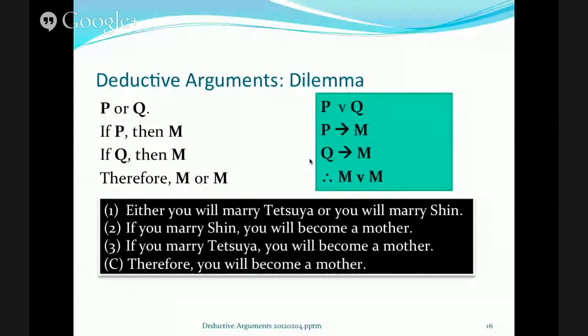But we can also see another type of dilemma. Either you will marry Tetsuya or you will marry Shin. If you marry Shin, you will become a mother. If you marry Tetsuya, you will become a mother. Therefore, you will become a mother. So this is great. This is exactly the sort of pattern that we want to find. And when we find it, we know it's a very strong argument.